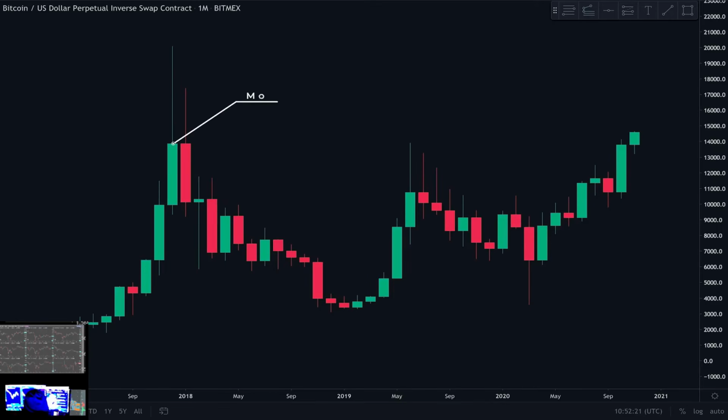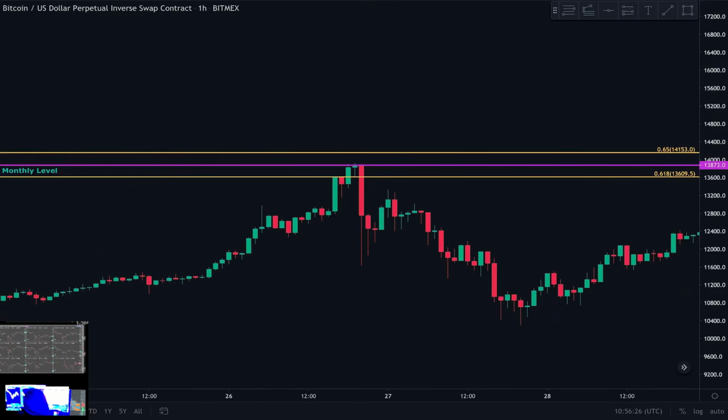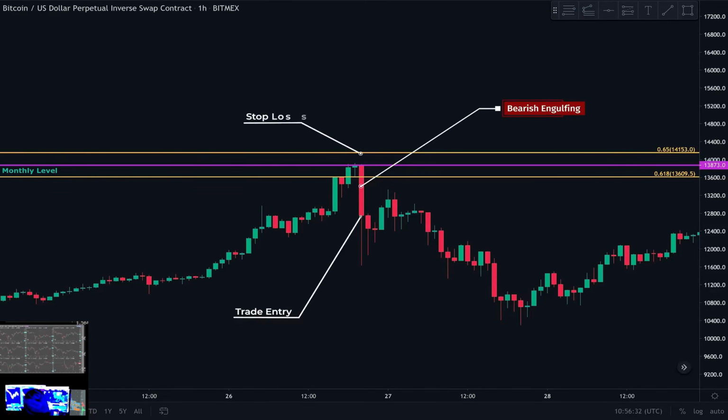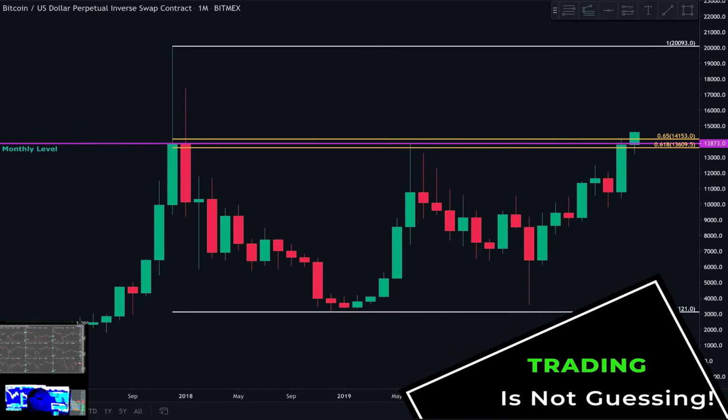Now, even on a higher time frame, it works. Monthly resistance. You see here, you got monthly resistance plus the Fibonacci confluence. You see it on the Bitcoin. Price retests. Bearish engulfing prints on the 1 hour chart. Then we short it. Stops above the candle. Price dumps. Look, guys, it's one plan. Multiple confirmations. It's the same result. Clear results.